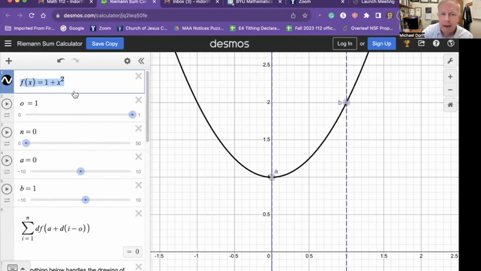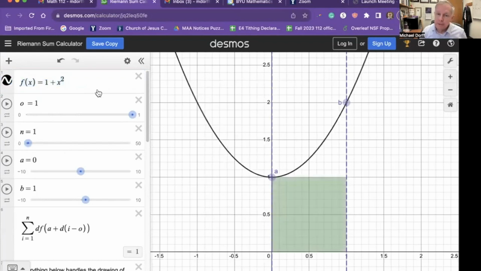I'm going to do that by putting a rectangle underneath the curve to approximate it. So let's put one rectangle there. It's between x equals 0 and 1, below the graph of the curve and above the x-axis. What's the area of that rectangle? Well, it has a base of 1 and a height of 1, and so the area is 1.